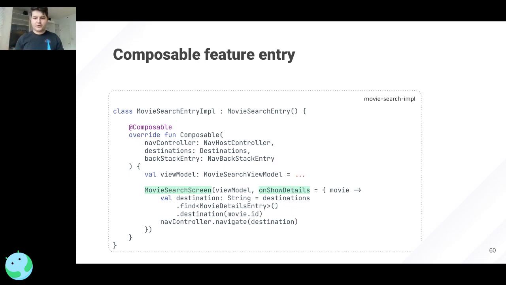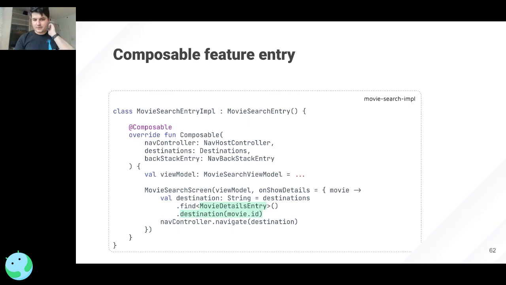And we have on show details. For example, when we're on the screen, we just show the list of available movies. What if we want to see some details about a movie? So the user clicks on the item, and this means we need to navigate to another screen. So how do we do it? We use this destinations map that we defined, which is a hash map of feature entries. We use the find function that we defined, and we just pass the type of the feature entry that we want to navigate to.